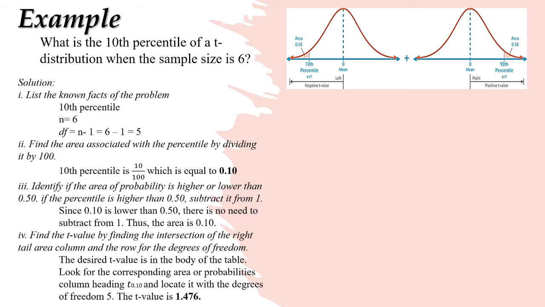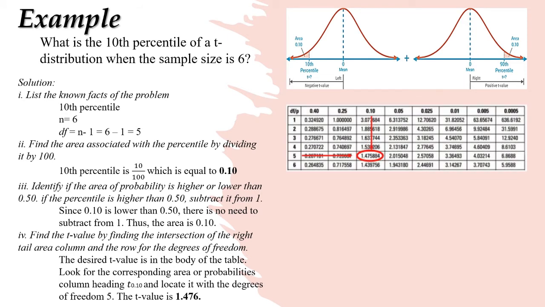The desired t-value is in the body of the table. Look for the corresponding area or probabilities column heading t sub 0.10 and locate it with the degree of freedom that is 5. Then the value of our t-value is 1.475884.